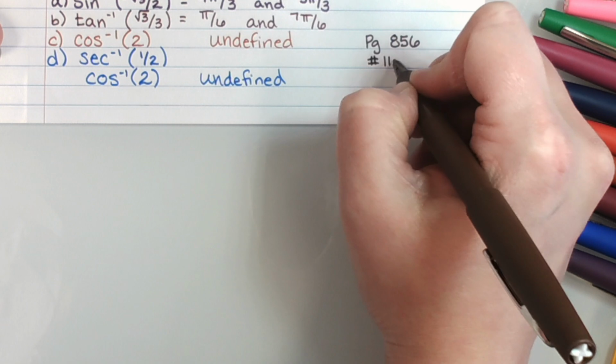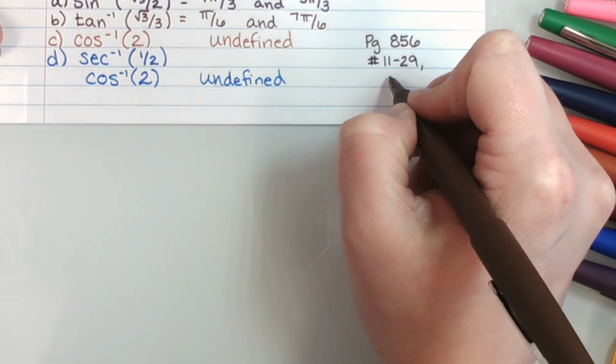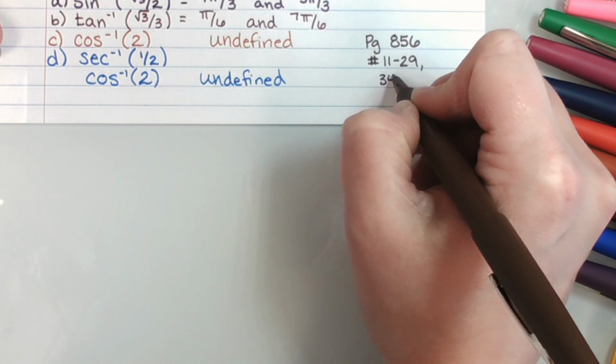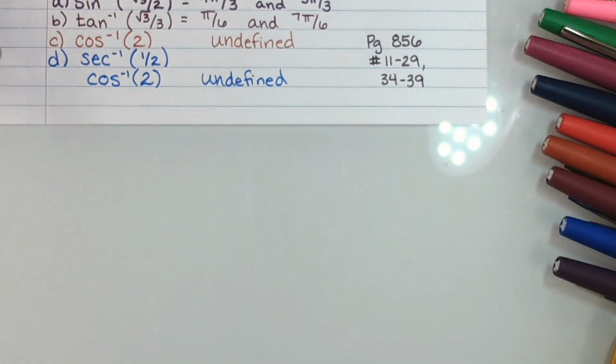We're on page 856. 11 through 29, 34 through 39. It looks a lot longer than what it is just because it's all calculator stuff. Almost all calculator stuff.